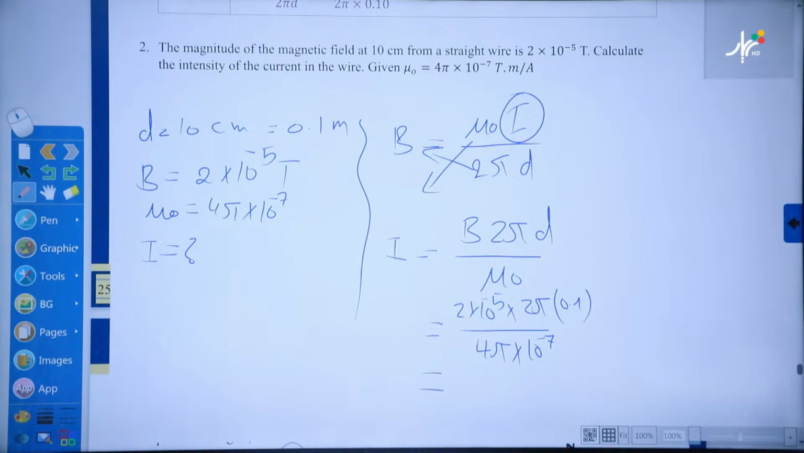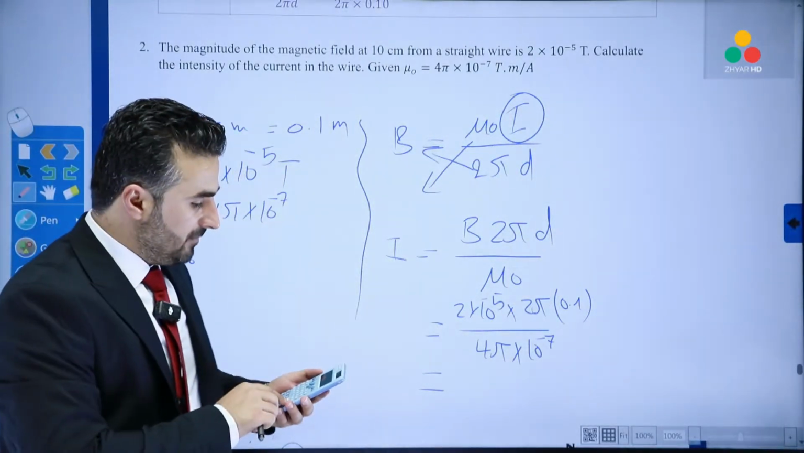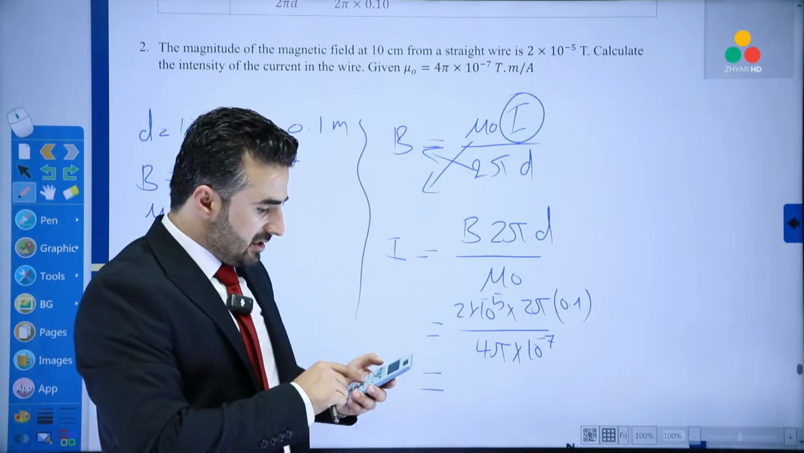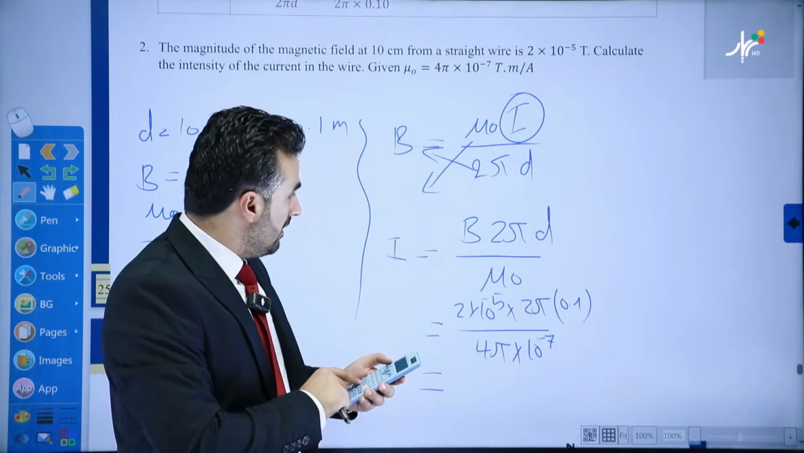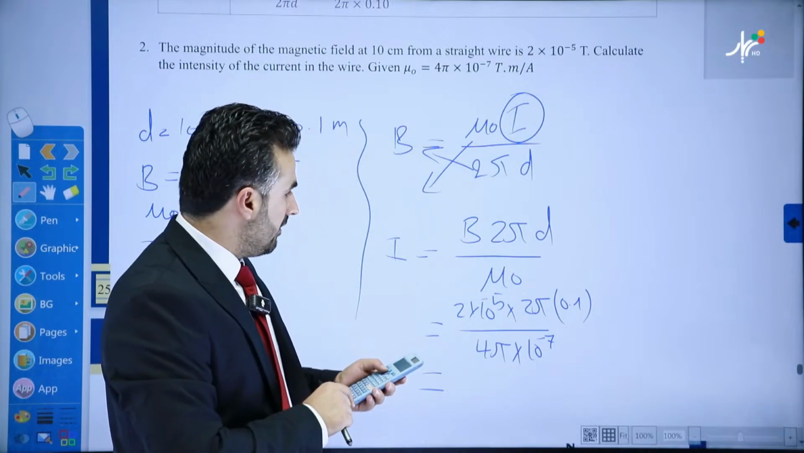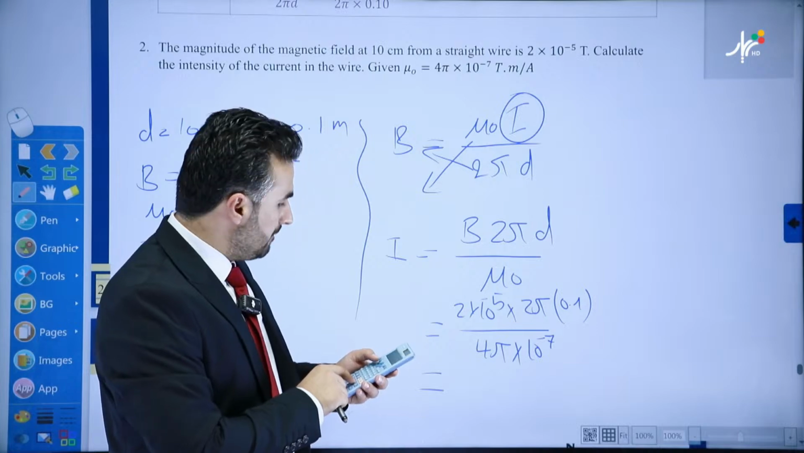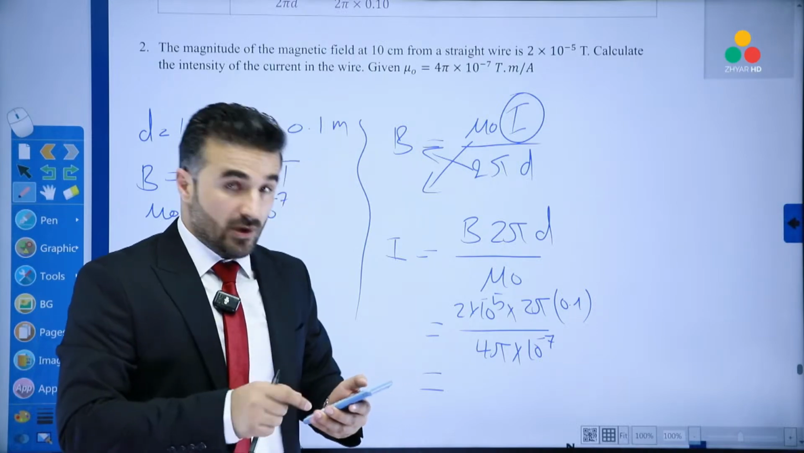Okay, let's take the calculator out. I can just take away this and show you the answer, but it would be best if we are doing it this way. So here we have 2 times 10 to the power -5. Okay, very good. And then here is going to be times 2 pi. Okay, and then what is next?